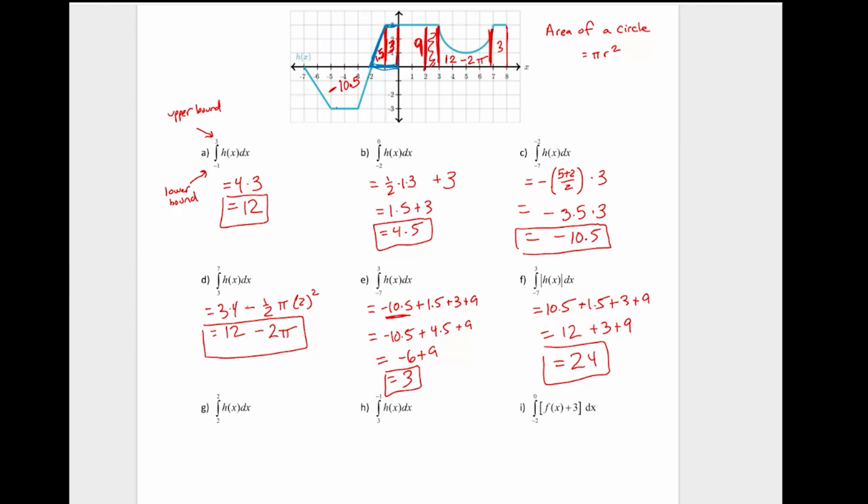Not over here, but just that line. And a line segment has no area. If you try to use base times height, the base would be 0. And so anytime you're trying to find a definite integral where the lower and upper bounds are the same, you're always just going to get 0.